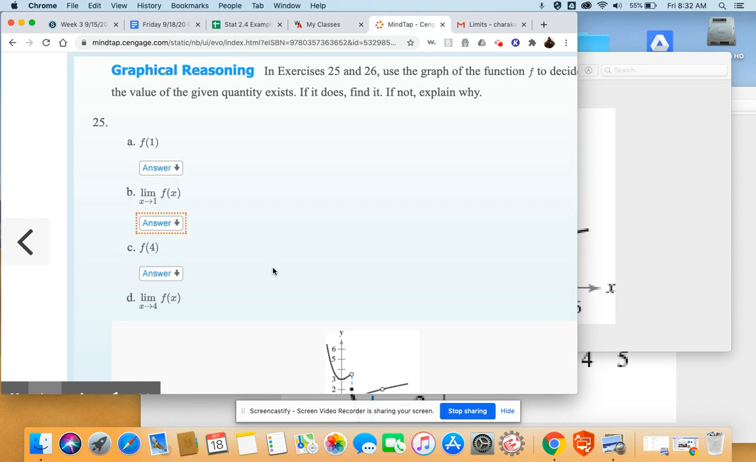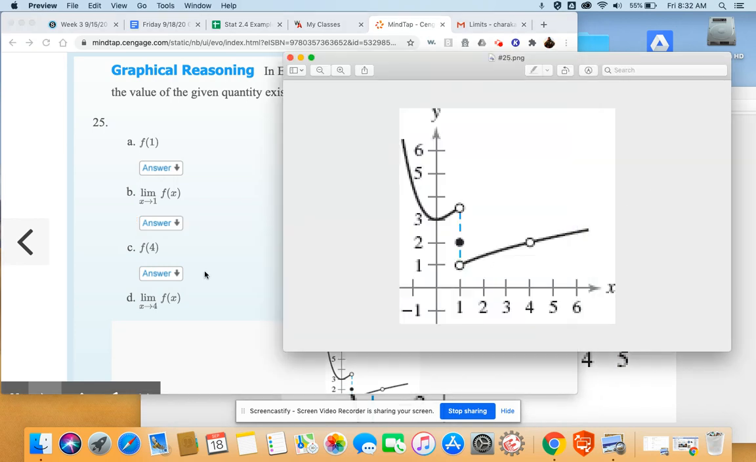Okay? We've moved further down. Now we're talking about an x value of 4. So as we look at an x value of 4, clearly above that there's an open circle. f of 4 does not exist. We do not have a point, a y value, when x equals 4. However, if we trace this graph from the left side, we're getting closer and closer to a y value of 2.